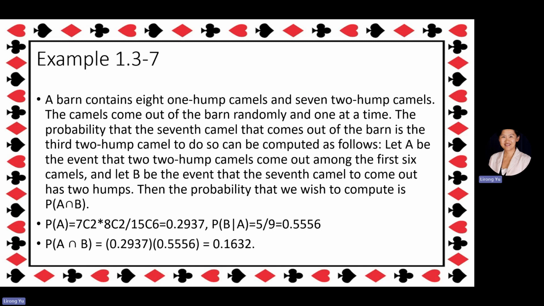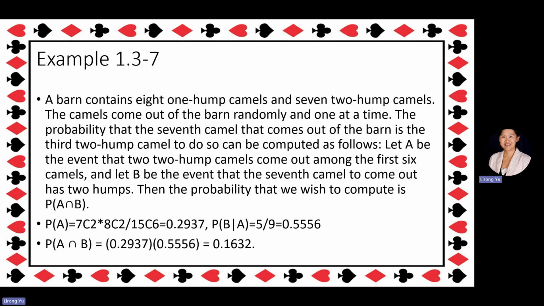Among the first 6 camels, you don't care which one is 2-hump and which one is 1-hump, as long as the total number of 2-hump camels is 2, and that means the 1-hump camels would be 4. The order can be random in the first 6 camels, but then the 7th camel has to be a 2-hump camel. That will make the 7th camel the third 2-hump camel. So we separate the 2. That's why we have the assignment.